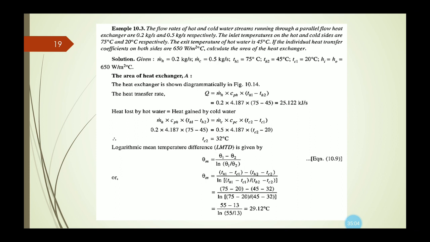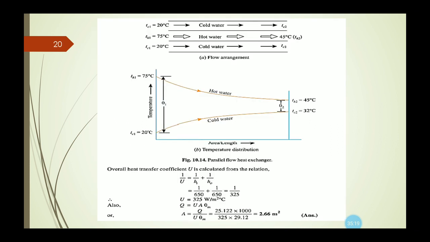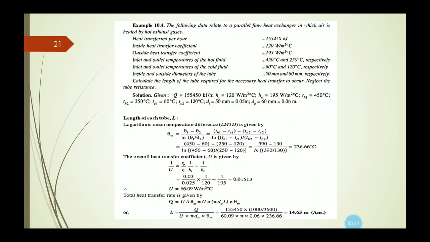Okay, so these are not very complicated. We need to only remember the formula for the logarithmic mean temperature difference and the overall heat transfer coefficient formula. So this is the method to solve such types of numericals. Let us try to discuss one more numerical.